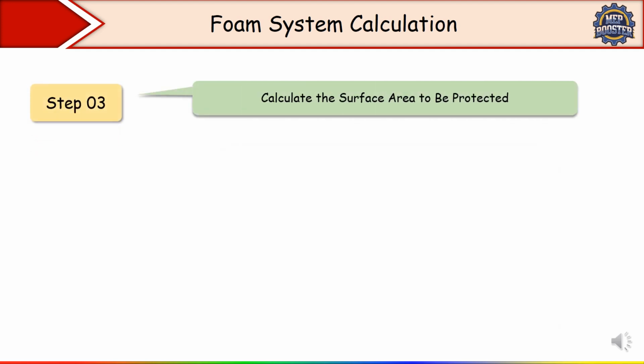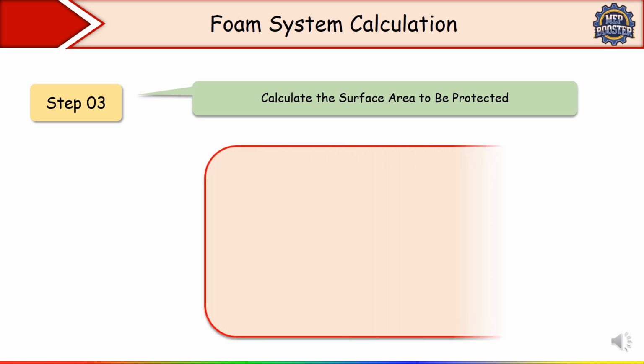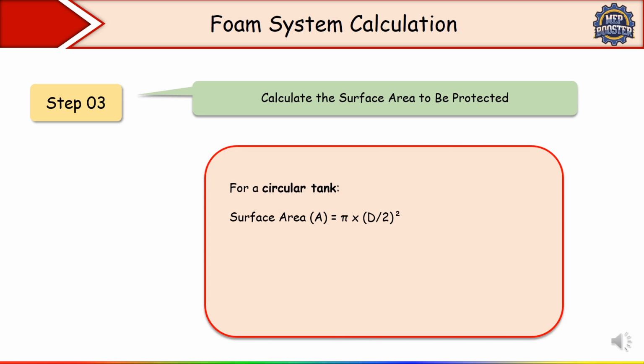In the third step, you need to calculate the surface area to be protected. How to calculate? If it is a circular tank, to calculate the surface area the formula is pi times d squared by 4. Suppose your tank diameter is 12, so here you need to substitute the value 12. You will get the result, which is about 113.1 square meters. This is the surface area of the tank. Clear now?